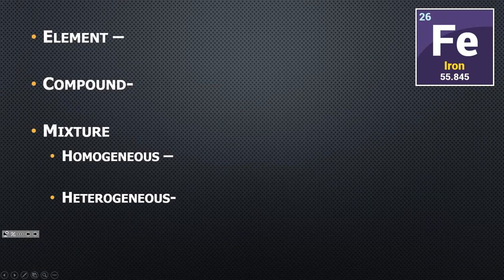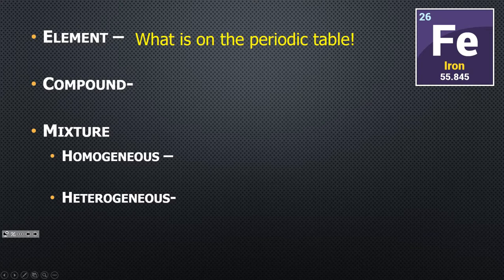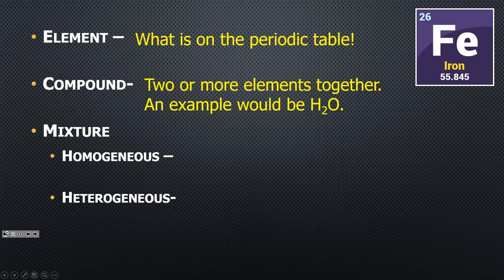All right, so we need to define element, compound, mixture, homogeneous, and heterogeneous again. Element. What is on the periodic table? That is an element. Okay? A compound. Two or more elements together. Now just remember in your mind, when they say atom, that means element. When they say molecule, that means two or more things together. Okay, for both element and compound. But for compound, it means they're close together. Okay. If they say ionic for a compound, they're far apart on the periodic table.